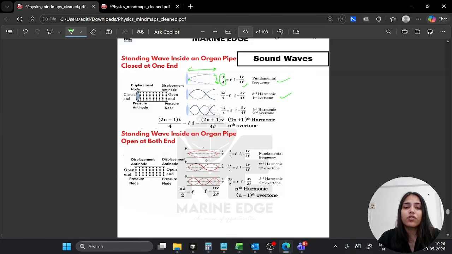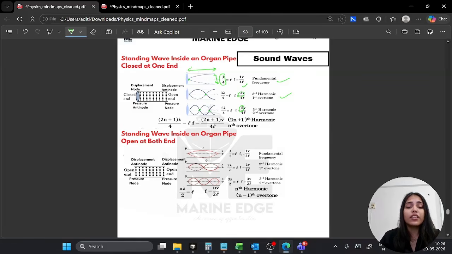Then we'll have the first overtone where we have one antinode here. Then we'll have the second overtone where we have two antinodes here, two nodes here. So like that we proceed forward. Okay, and the first overtone forms the third harmonic or the fifth harmonic. So the harmonic is dependent upon this. Okay, whether it will be the first or second or third.